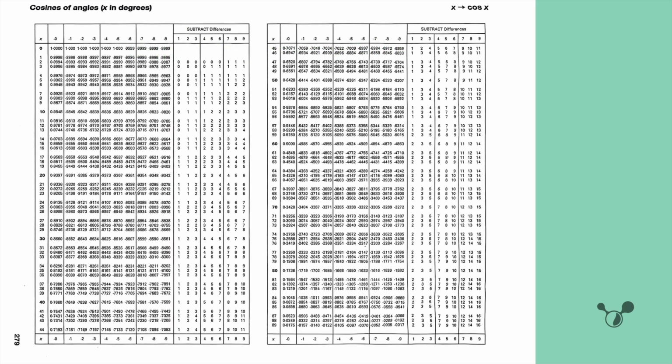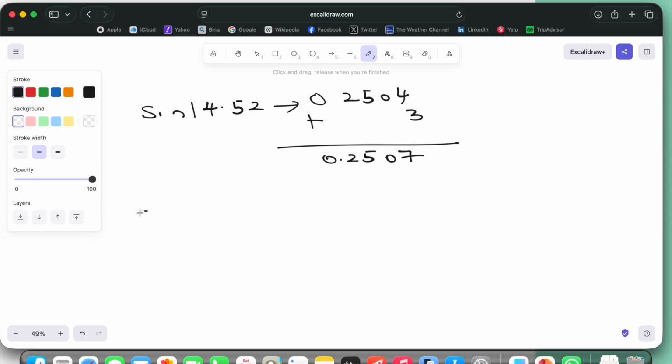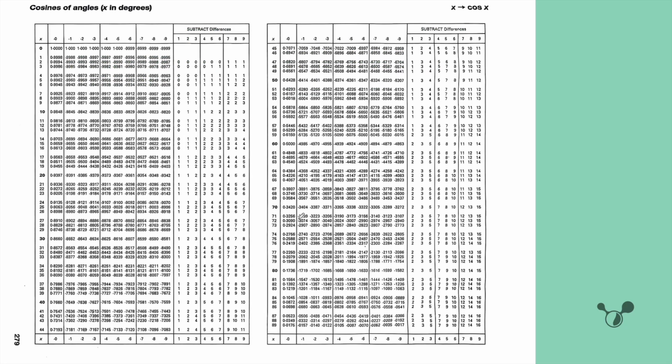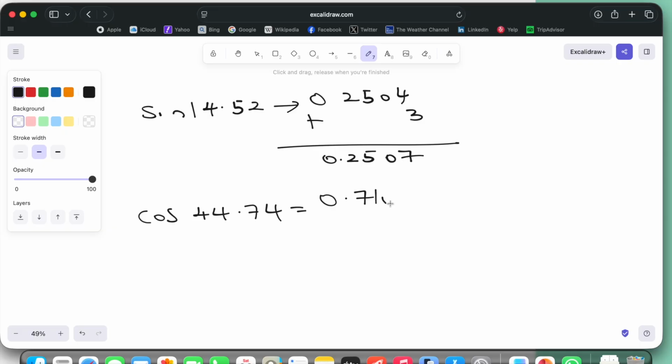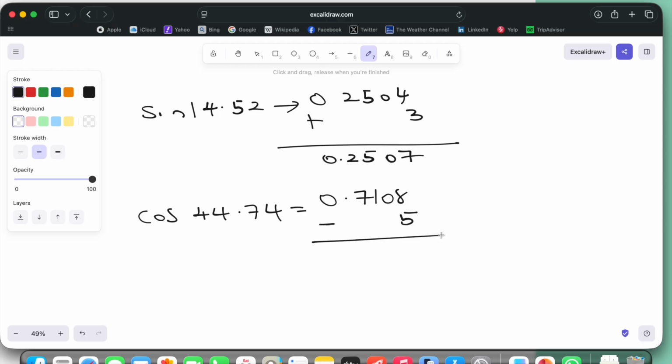For cosine too, the same law applies, but you see here at the top, instead of add, you see the word subtract. If you add when you're meant to subtract, you're getting a different value. So I'll just do for this one, cos 44.74. So where will I be going to? Great. So 44 under 7, difference 4. Let's see that. 44 under 7, which is 0.7108. And a difference of 4, which is 5. So for 44.74, that will be minus, not plus here, minus 5. And that will give me 0.7103. Let's see if we're correct.